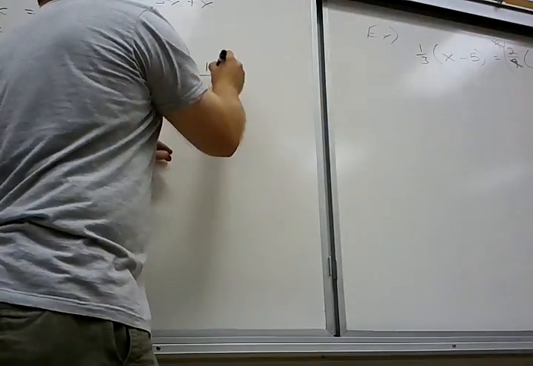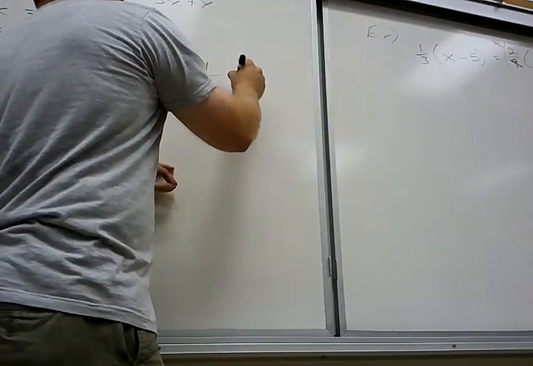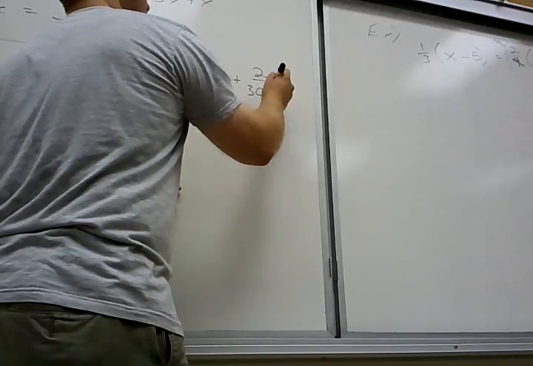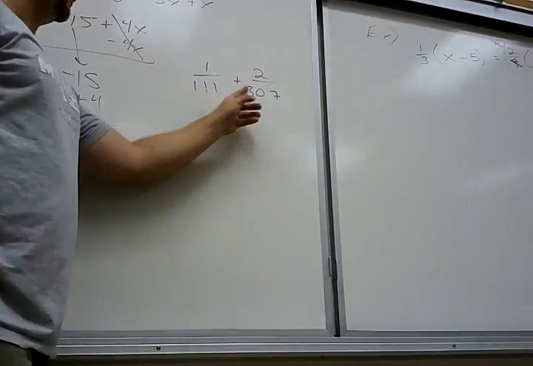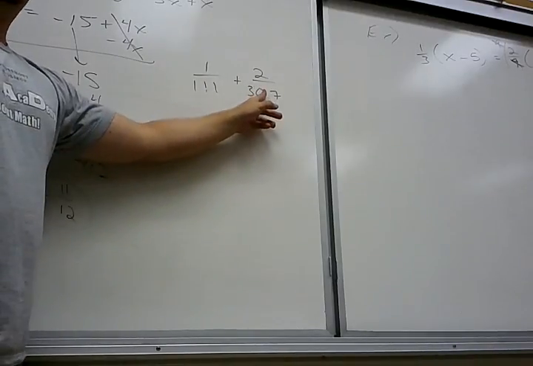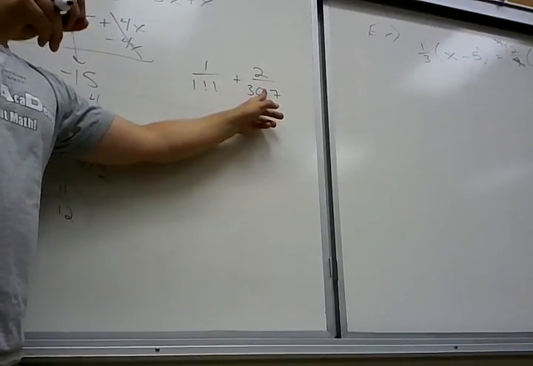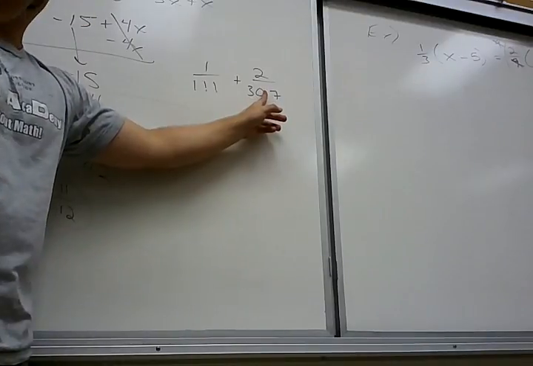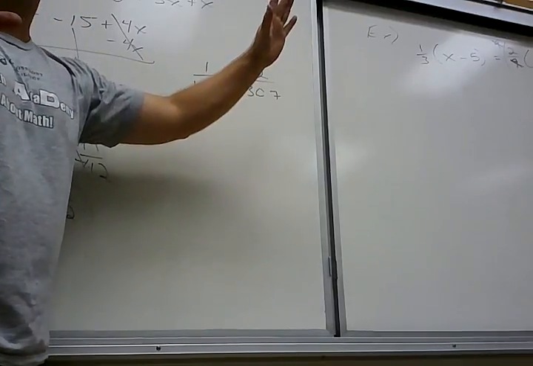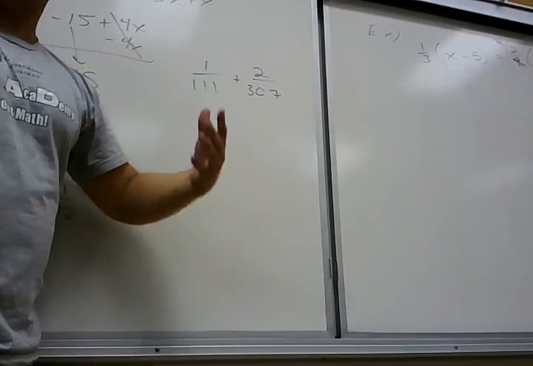But the minute you give me any numbers, 1 over 111 plus 2 over 307, the LCD is going to be 111 times 307, because they don't have anything in common. You're always guaranteed to have an LCD. Will they always be nice? No, hell no. If they have something in common, it'll be nicer, because you don't have to double count that then.